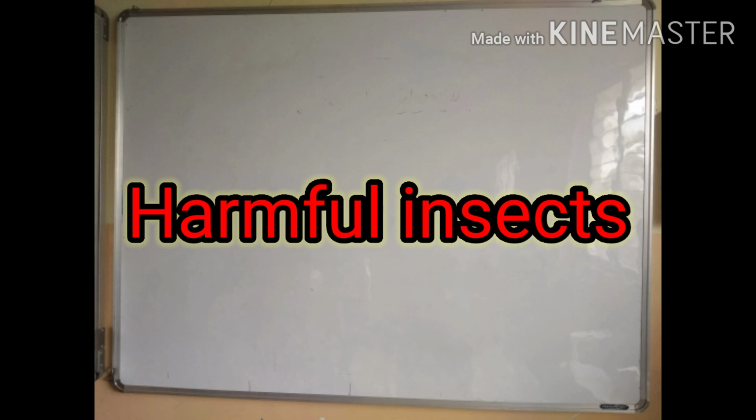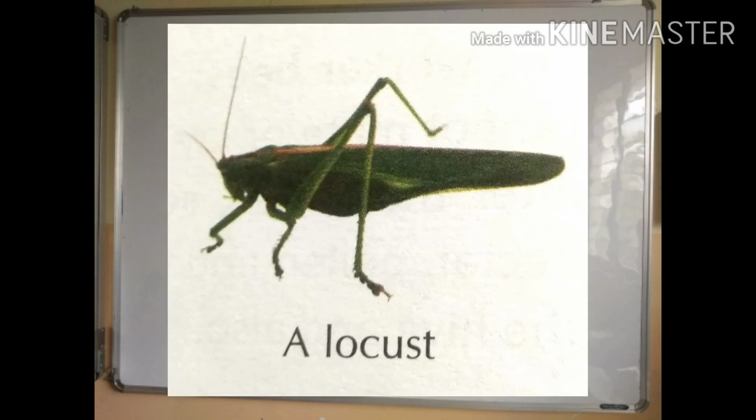Now we have to see some harmful insects. Not all insects are useful to us. Some insects are harmful to us. See, it is a locust. Locusts destroy our crops. It is usually found on the crops. Getting? Now we have to see the next one.